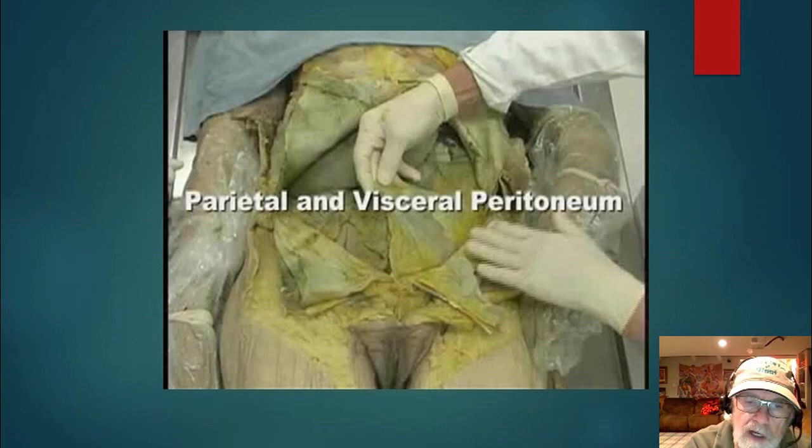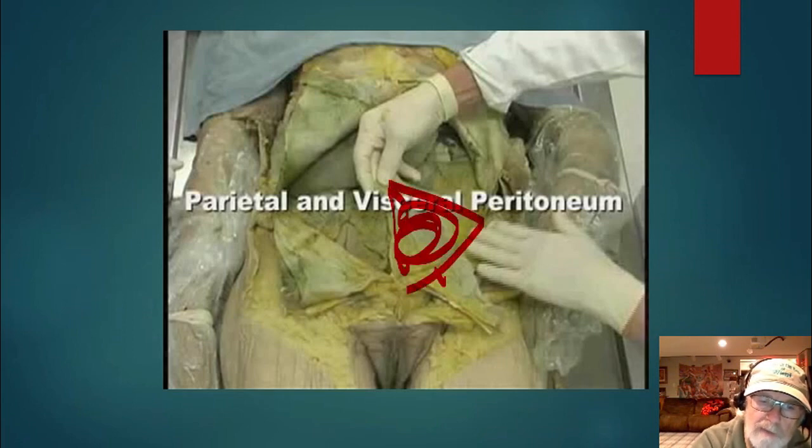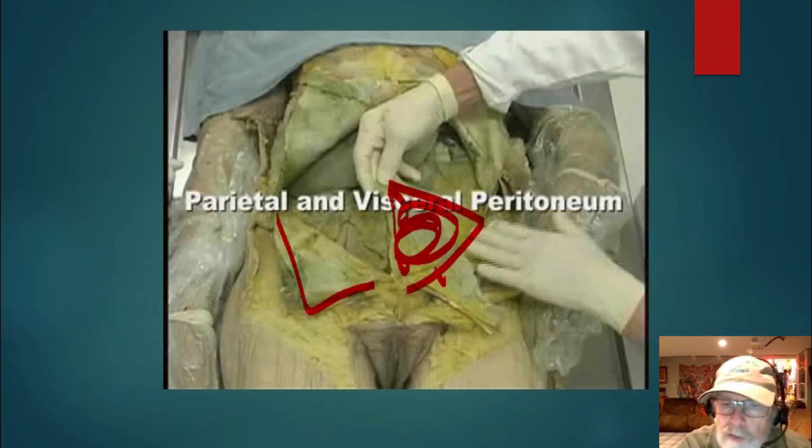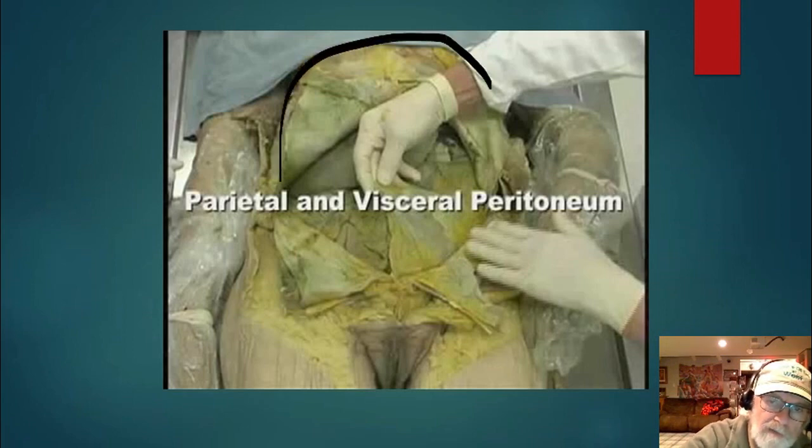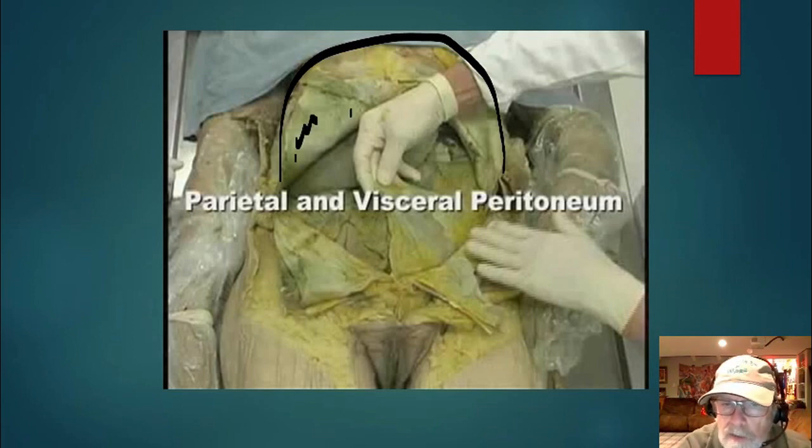And what they've done is fold this back in here. This area in here, that little tab of stuff, you can see a little tab right there, that would be called the parietal peritoneum. That would be lining the inside of the abdominal wall. What you actually see here is the abdominal wall. They flapped it up, and lining the inside, all this greenish yellow stuff in here, that's the parietal peritoneum. It's stuck to the inside of the abdominal wall and goes all the way to the back.